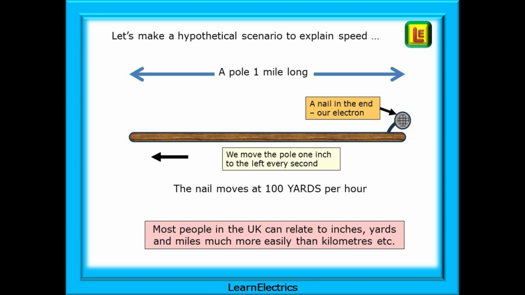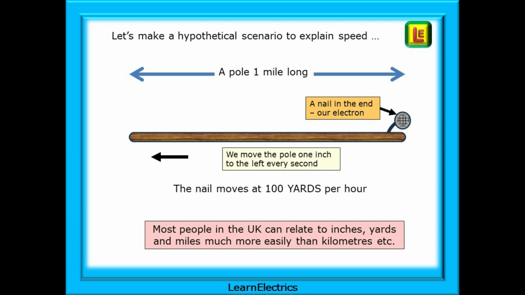Let's make up a hypothetical scenario to explain speed. And as most people in the UK can relate to inches, yards and miles much more easily than kilometres, then miles per hour is what we will use here. And besides, the numbers work out a lot better. Imagine that we have a wooden pole 1 mile long, with a nail in one end of the pole. The nail is representing an atom. If we move the pole to the left by just 1 inch every second, then the nail is moving at just 100 yards per hour.